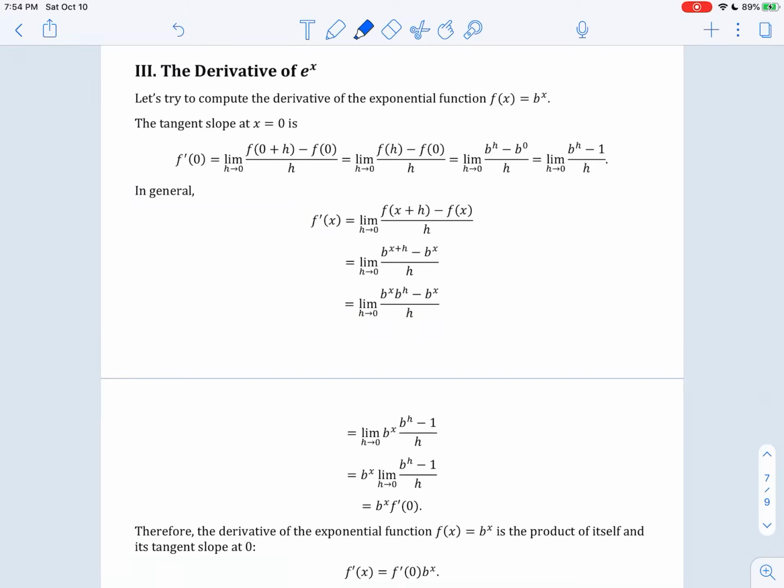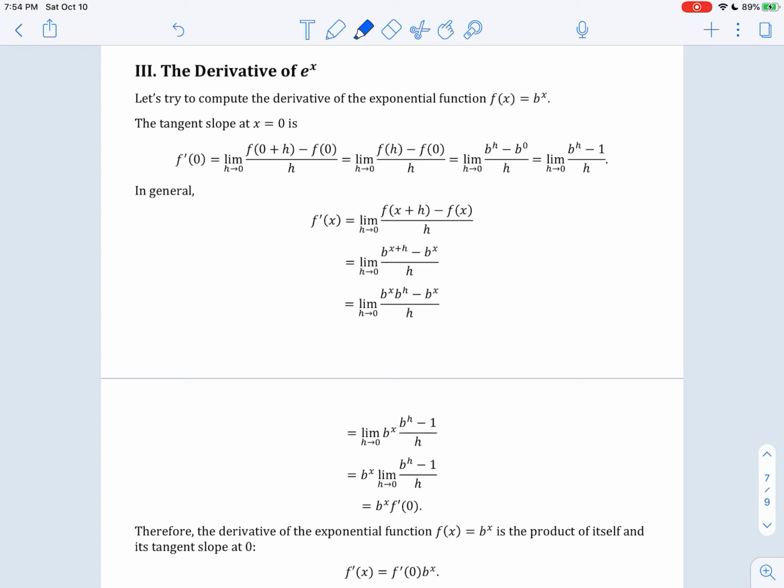Hello again. This is section 3.1, derivatives of polynomials and exponentials. This is part 2 of section 3.1 of James Stewart's Calculus Early Transcendentals book. Here we're going to talk about the derivative of e to the x.